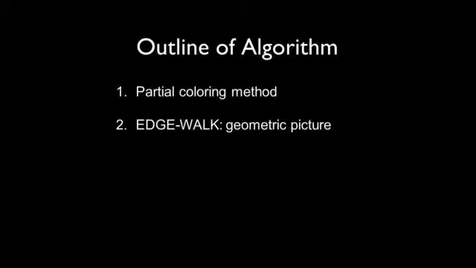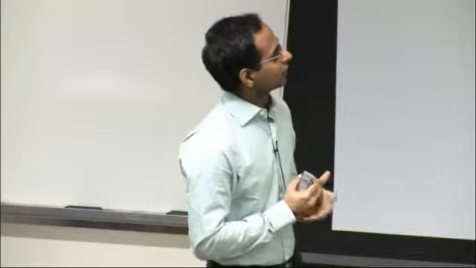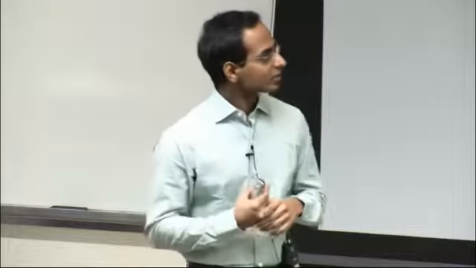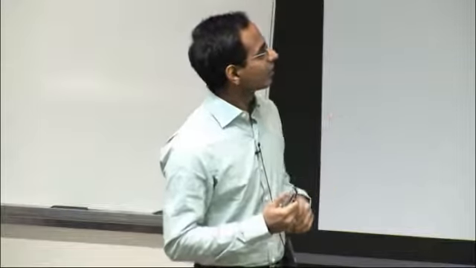And here's the outline of the algorithm. I'll describe the algorithm in its full glory and also sketch its analysis. So the algorithm involves 2 steps. One is the partial coloring method, which was used by Spencer and we will also use. And next I'll describe the Edgewalk algorithm. So let me start with the partial coloring method.